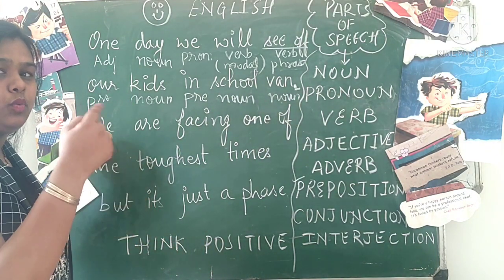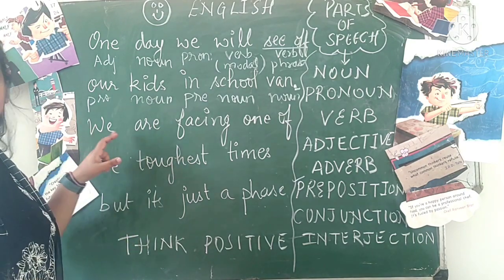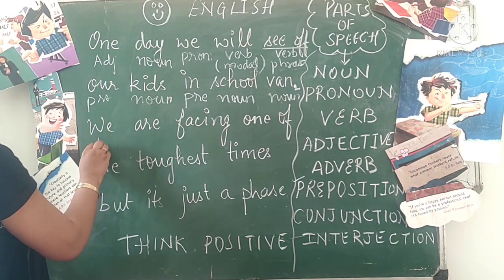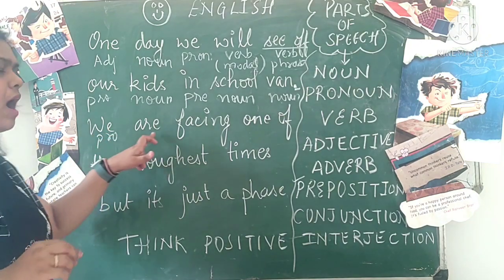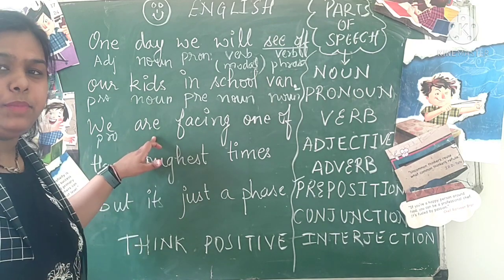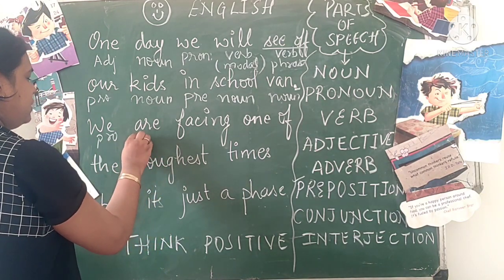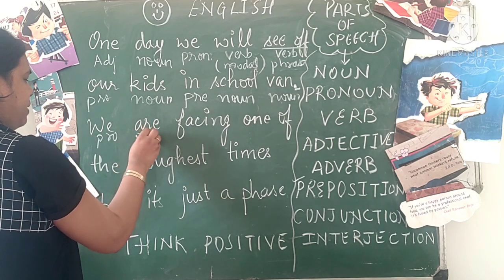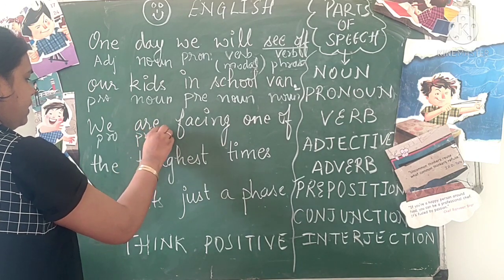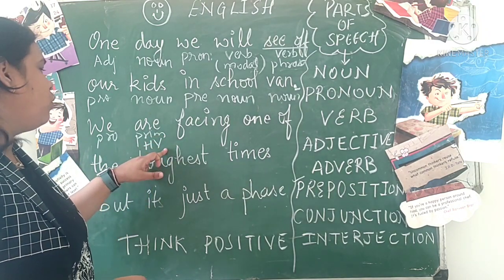Now the next sentence will begin with a capital letter. Please remember. We. Again, we is a pronoun as we have already discussed. Are. What is are? Is, am, are, they are all your helping verbs. They are primary helping verbs. So are is a primary helping verb. I am using the short form HV for helping verb.